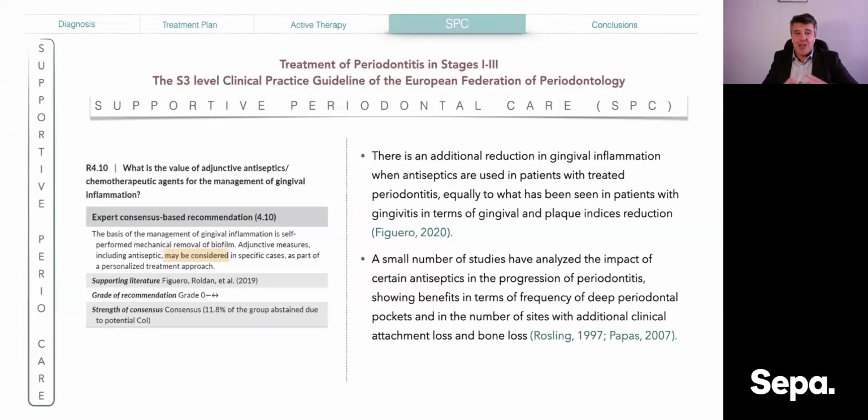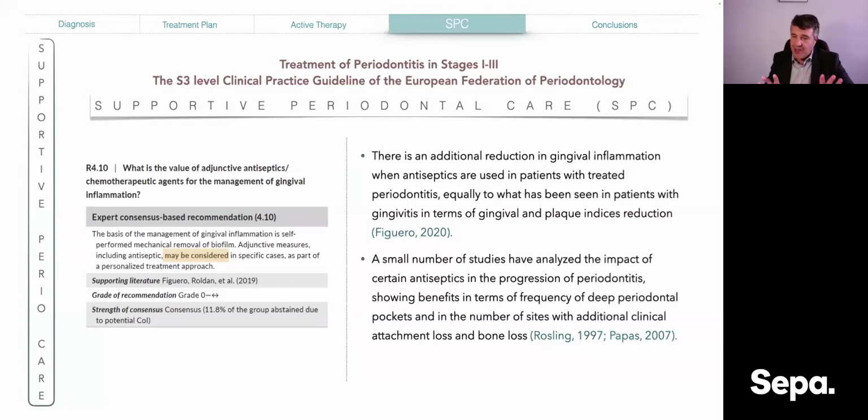Here it is. So there's a recommendation for patients in supportive periodontal care to help better in controlling gingival inflammation. We may consider adjunctive agents, and among these adjunctive agents, the only ones which have provided evidence of benefit are antiseptics. So the guideline said they may be considered, and that is based on the fact that we have evidence that they may control gingival inflammation, and the studies demonstrate that the impact is similar in patients with gingival inflammation without periodontitis or with gingival inflammation with periodontitis.